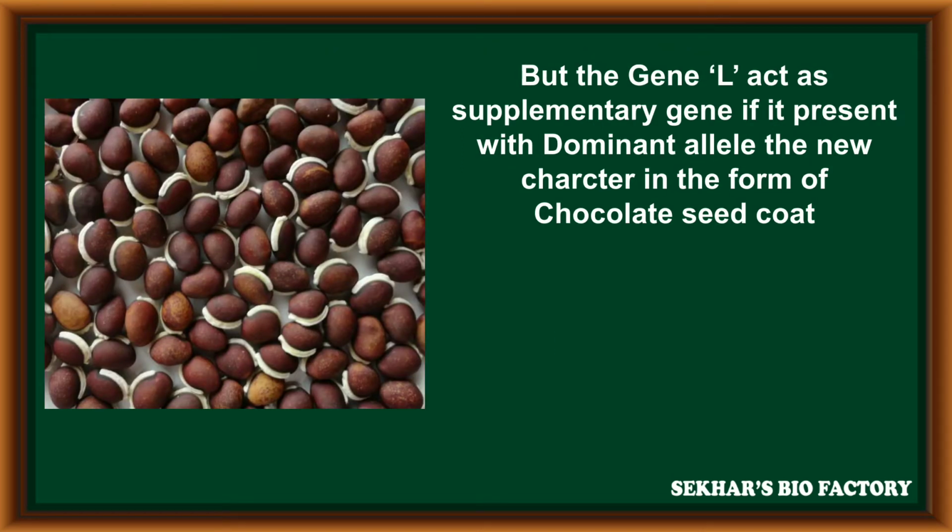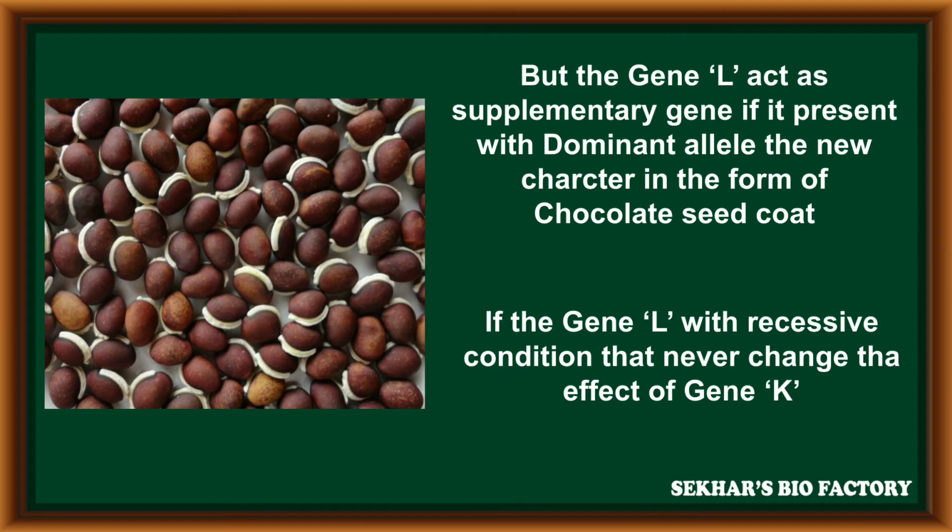Along with the K gene, one more gene called gene L acts as a supplementary gene. If the gene is present with the dominant allele, at this time it interacts with the gene K, and then it can produce a new or third phenotypic character. It is called chocolate color seed coat. But if the gene L is in recessive condition, that never changes the effect of gene K.